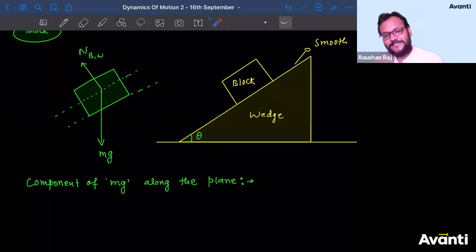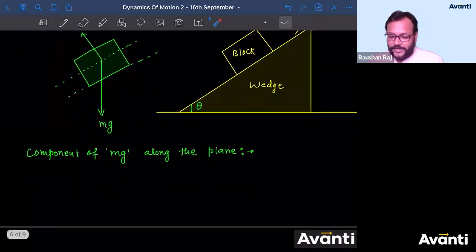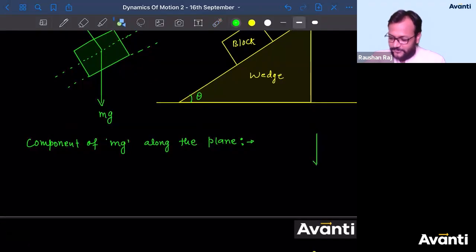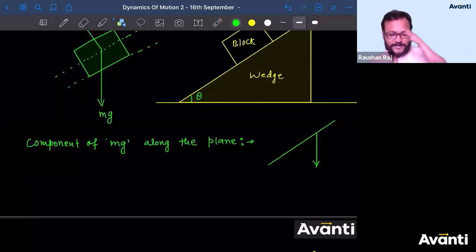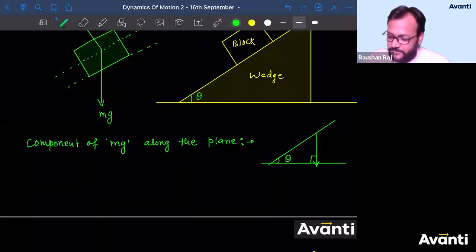I can't believe you guys in standard 11th are giving me the answer that the angle made by mg with the plane is theta only, when this is also theta. How can you commit such a mistake? This is the mg direction, right? This is the direction of the plane. Plane doesn't mean aeroplane. The inclined plane, the wedge's plane, the surface of the plane. The angle made by the plane with the horizontal is theta. This is 90 degrees. So what will be this angle?